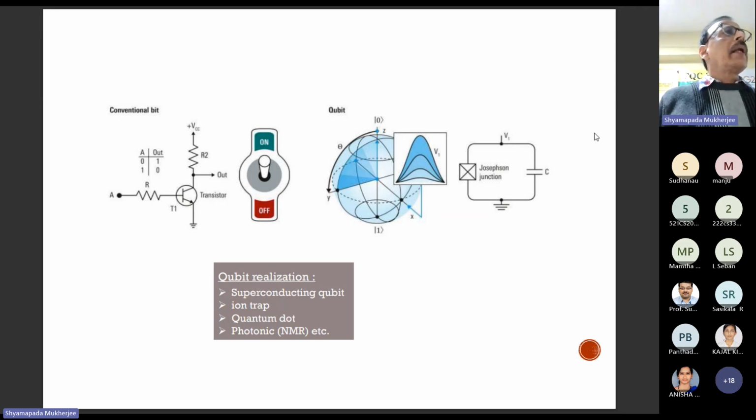I am not going to detail the physical realization of this, but I say that just like bits are realized by switching on and off with the help of a transistor, similarly the qubit can be realized through a Josephson junction, like your superconducting qubit, ion trap, quantum dot, and photonic device, etc.